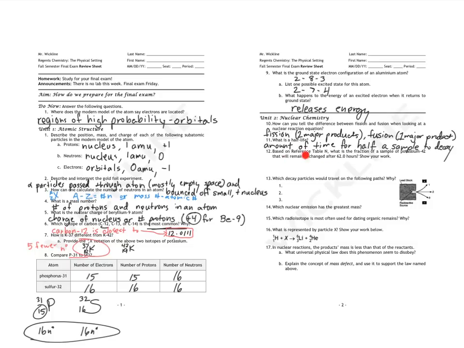Based on reference table N, what is the fraction of a sample of potassium-42 that would remain unchanged after 62 hours? So I checked table N, and the half-life for potassium-42 is 12.4 hours. We can use that to construct our answer.